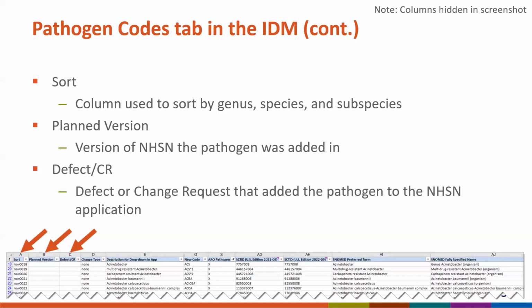The sort column is just a column that you can use to sort by genus, species, and subspecies within this tab if you want to. Sorting alphabetically would lose some of the meaning, so we provided this column as well. The planned version is the version of NHSN the pathogen was added in if it's new. The defect CR column is the defect or change request that added the pathogen to the NHSN application if it's new.